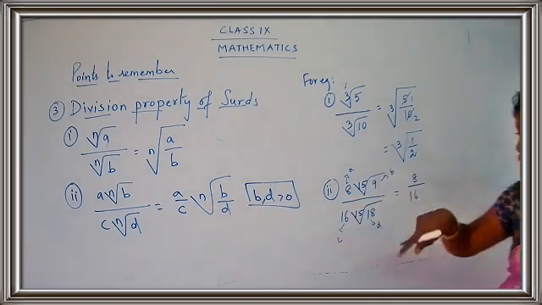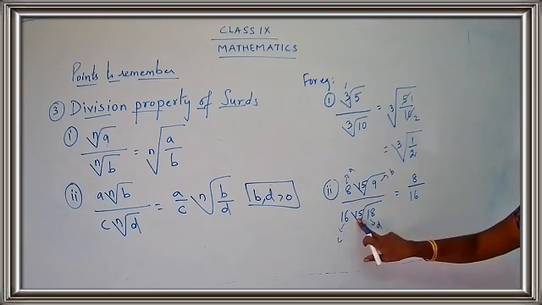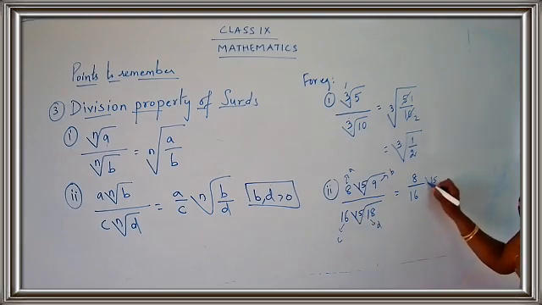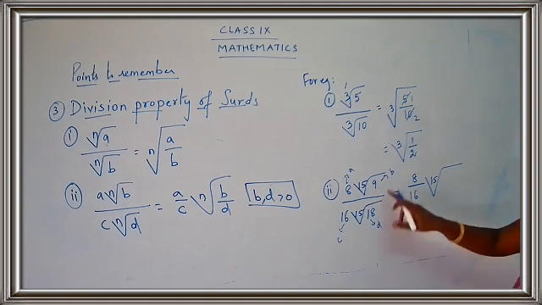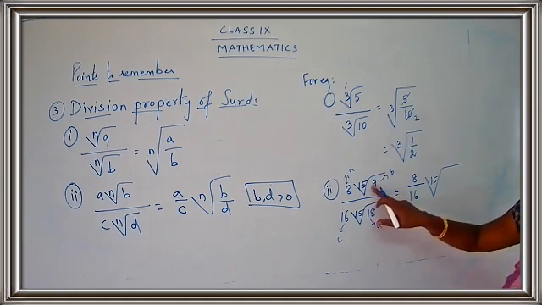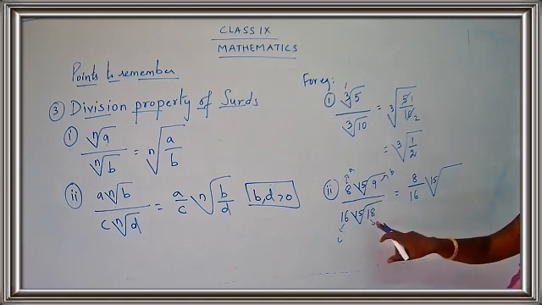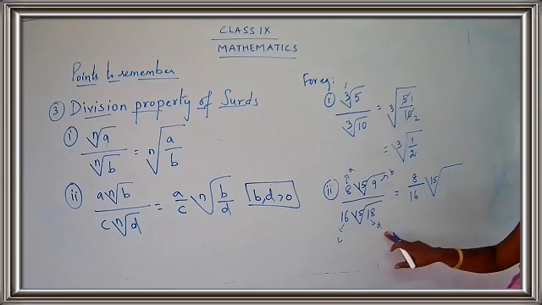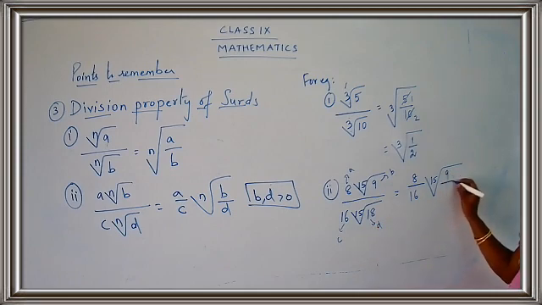nth root. Take a common root. What is the root here? 15, 15. So you're going to take a common root, root of 15. Okay. B upon D, you're going to divide the radicand. What is the radicand here? 9. What is the radicand here? 18. So I will write down here 9 upon 18.